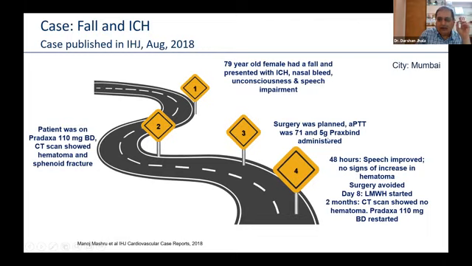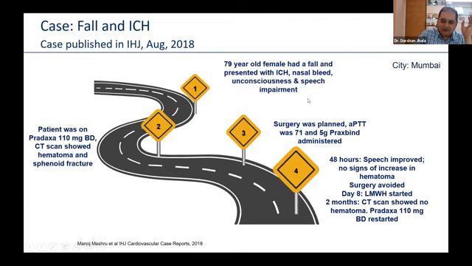5 grams of Praxbind was administered. Within 48 hours, the speech improved. There was no increase in hematoma. Day 8, surgery was avoided, because there was no active bleeding. Day 8, low molecular weight heparin was restarted. 2 months, CT scan, no hematoma. And Pradaxa was restarted because this was a reversible cause of bleeding. And this was in Bombay.